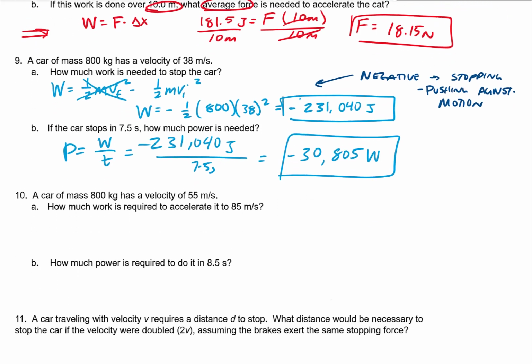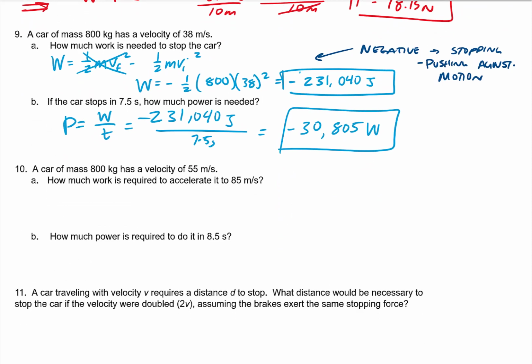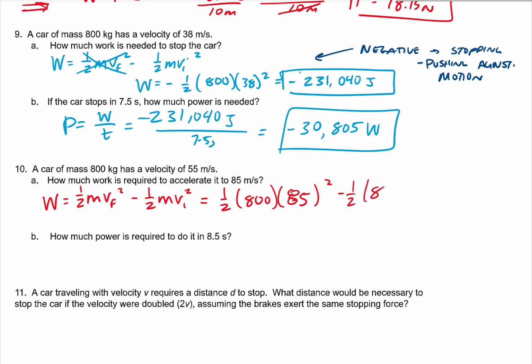Then for the next one, what's the work required to accelerate it to 85? So here, work is change in kinetic energy, 1/2 mv final squared minus 1/2 mv initial squared. So we're just going to plug our numbers in. So 1/2 times 800 times 85, because it's our final velocity, squared, minus 1/2 times 800 times 55 squared. And so our work here comes out to be positive because we're speeding up, 1,680,000 joules.